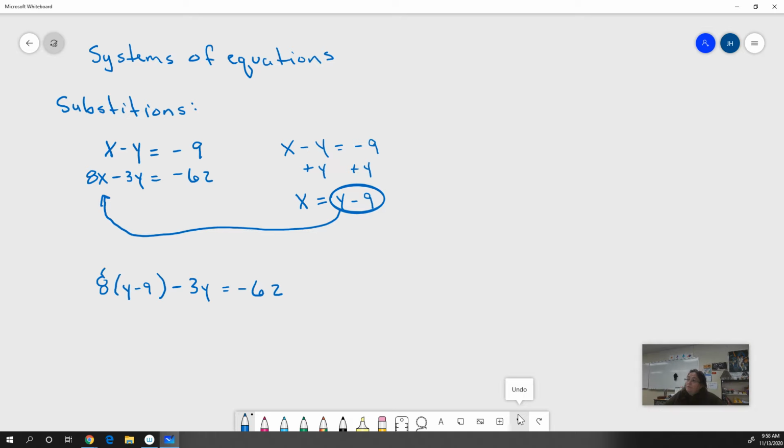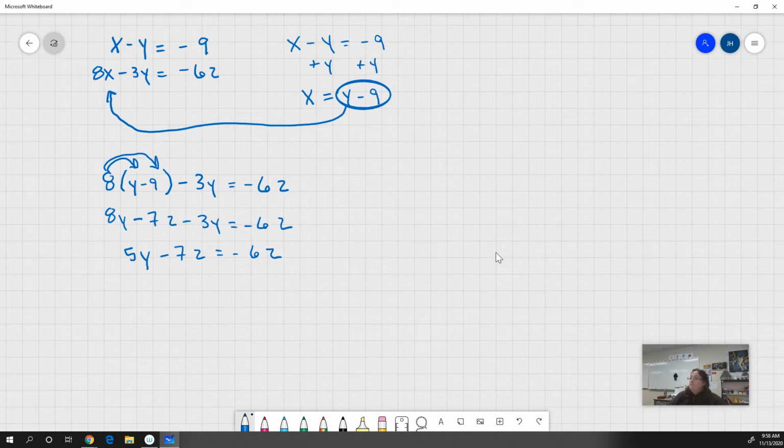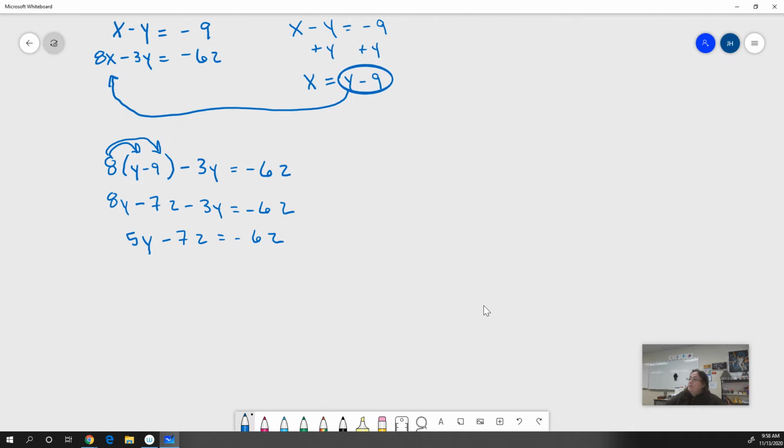Now I have to start by distributing, and I get 8y minus 72, minus 3y equals -62. Now I can combine my y terms, right? Combine our like terms, and I'm going to get 5y, 8y minus 3y is 5y, minus 72 equals -62. I'm just going to scooch this up a little bit so you can see the whole problem there.